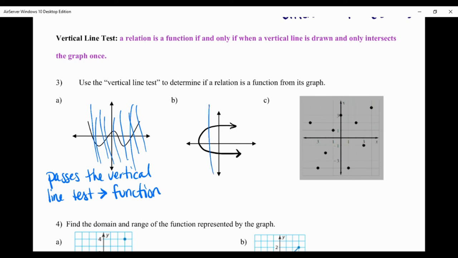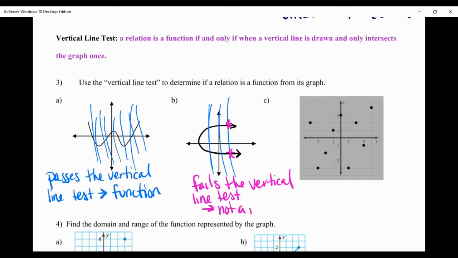Okay, graph B, so many intersections. These vertical lines intersected the graph at 2 different places, which makes this relation not a function, and I'll tell you why. So this one failed the vertical line test. So it's not a function.